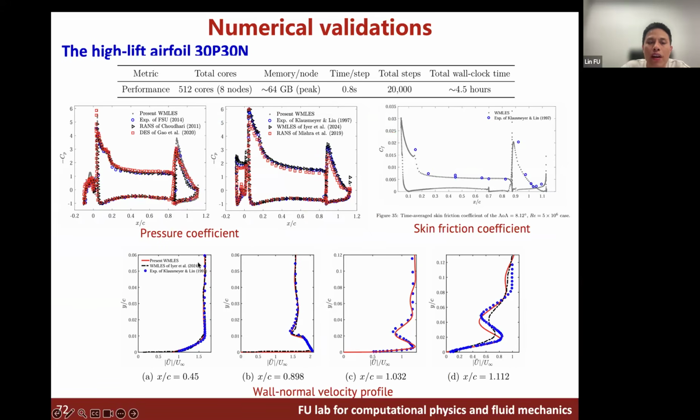And for the wall-normal velocity at different streamwise stations, we compare with the experiment and other WMLES results. We again get better agreement. Okay, this is more critical. The entire velocity profile in the wall-normal direction at different stations can be well captured.